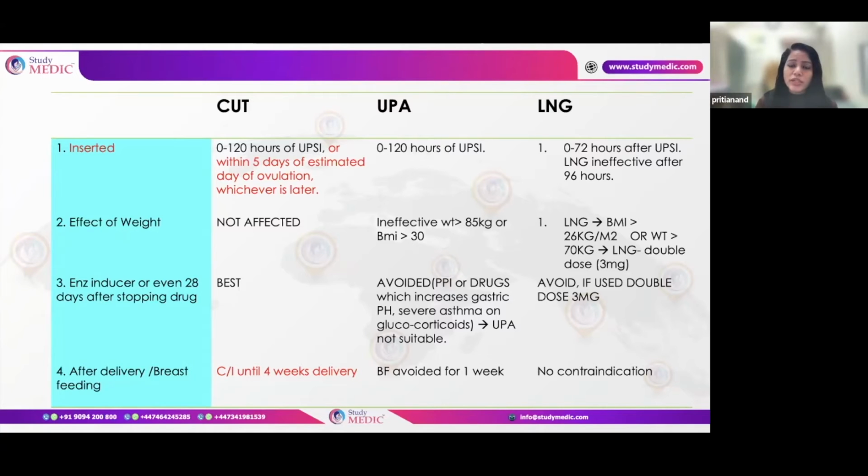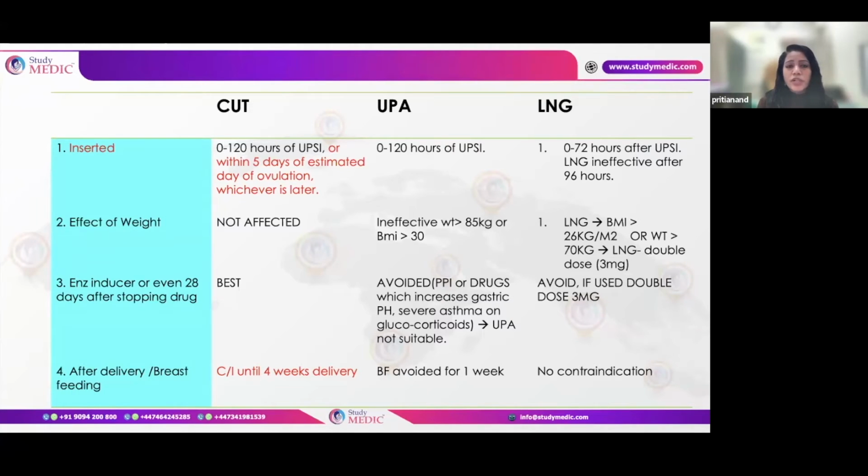In the post-ovulatory phase, that is after day 14, ideally copper T is the only one which can be used in these patients, because UPA and LNG basically delay ovulation. But if ovulation has already occurred, they do not even have an impact once the LH surge has occurred. So if the LH levels are increasing and ovulation has already occurred, UPA and LNG will not act at all. That is why copper T is the one thing which has to be used in the post-ovulatory phase.